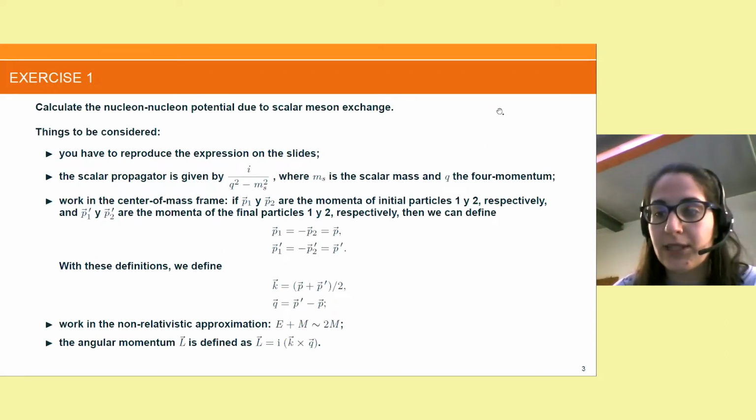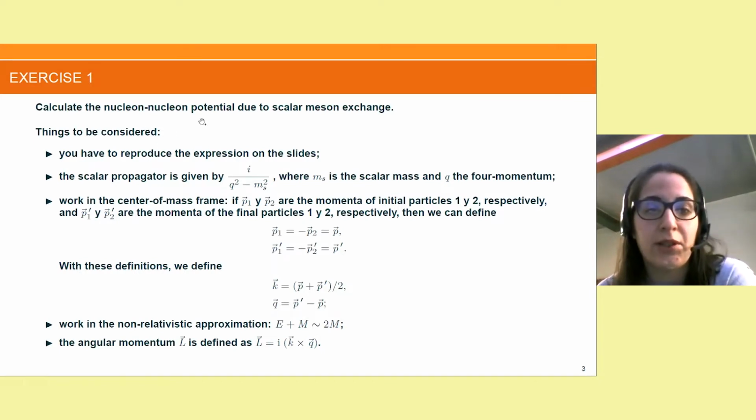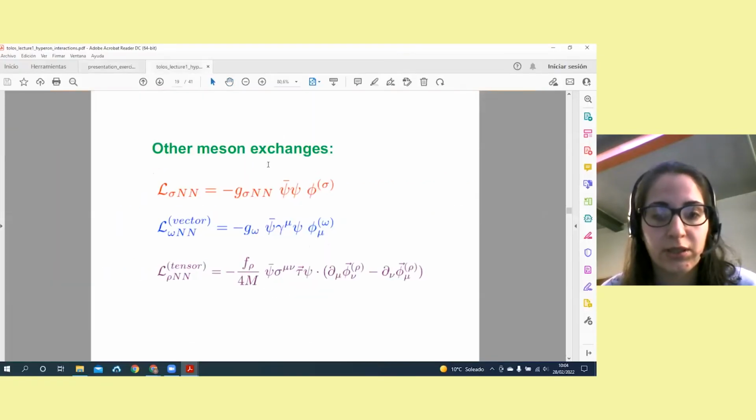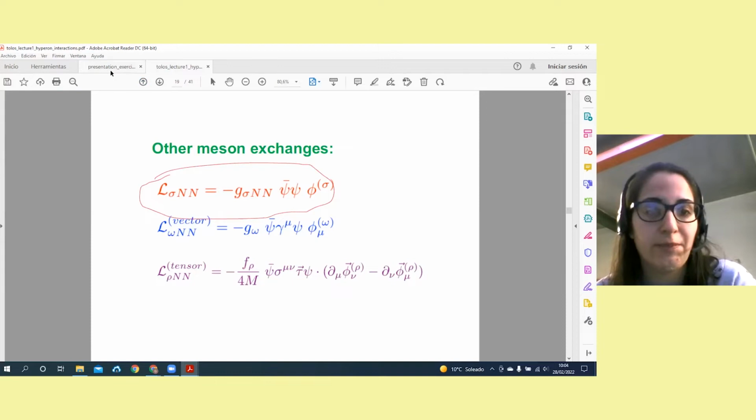So this is what the first exercise tells us. As I said, we have to calculate the nucleon-nucleon potential due to the exchange of a scalar meson, and it tells us some things that we can consider to help us in solving this exercise. It tells us that we have to reproduce the expression that was given on the slides. If you remember it, I can show it to you. It was this expression here, right? For the scalar, it's this expression here, the first one. So we need to find this expression here, okay?